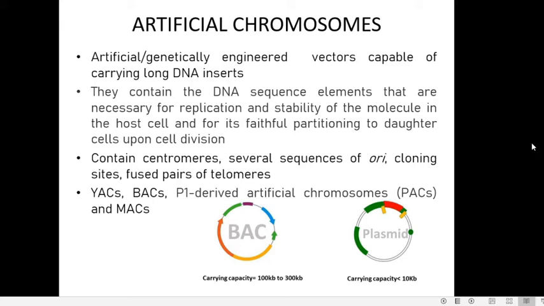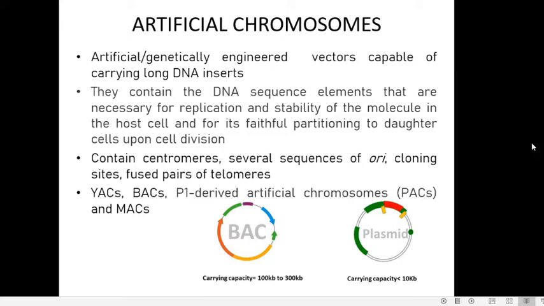And these artificial chromosomes contain the DNA sequences which will allow them to replicate inside the host cell, which will make them stable inside the host cell, and along with the division of the host cell, the replicated artificial chromosome will be equally partitioned into the daughter cells. So that is the peculiarity of an artificial chromosome. They will behave just like chromosomes inside the host cell. That is, they will replicate inside the host cell like chromosomes. They will be stable inside the host cell, and they are also faithfully partitioned into the daughter cells during cell division.